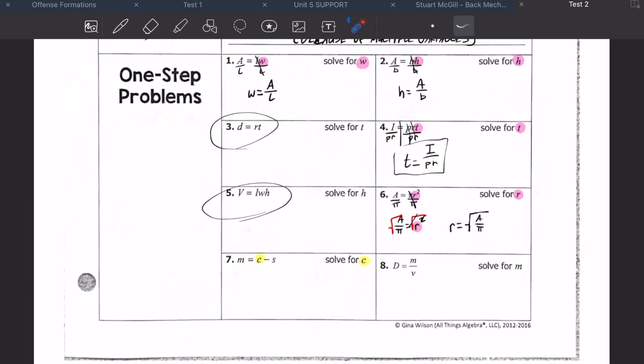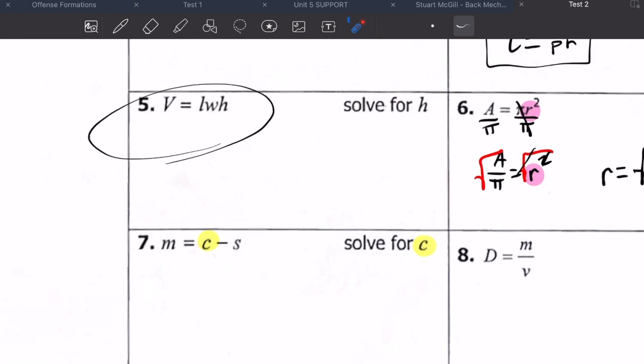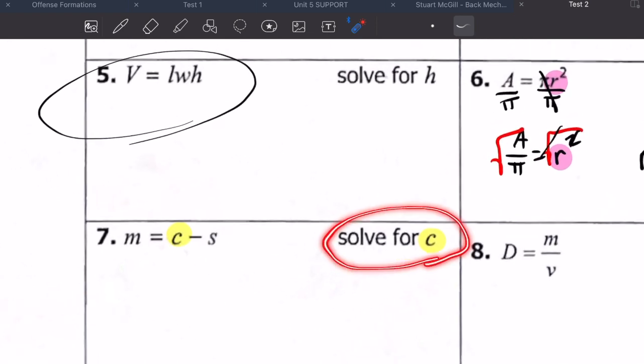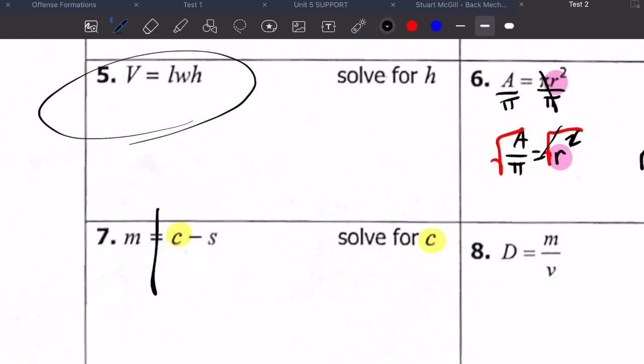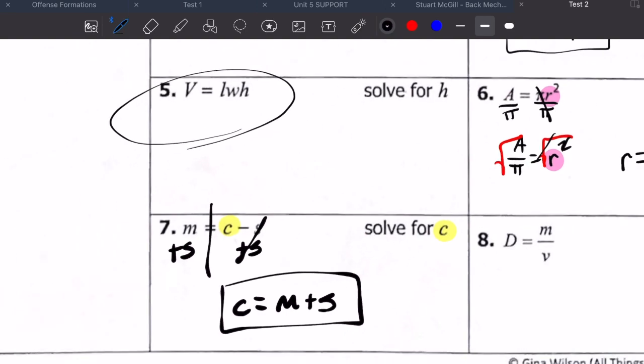So yesterday we were working through one-step problems. I'd like to do this one at the bottom here where it says solve for C, because we didn't see an example of this, but it's super simple. If I'm trying to isolate C, if it was all by itself, that means I'm trying to get rid of minus S or negative S, and I can undo minus S by just adding S to both sides. So if I do that, minus S and plus S go to 0, which means that I'm left with C is equal to M plus S. So the idea here is we're just using inverse operations to isolate that variable, get it all by itself.